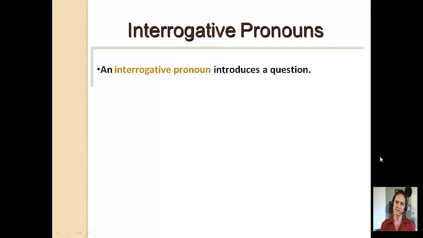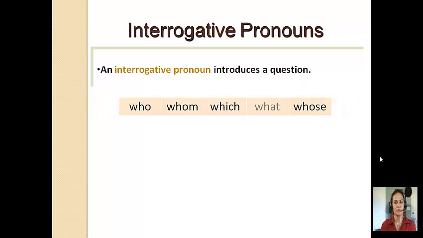Interrogative pronouns are kind of easy because they're the question pronouns. So we have who, whom, which, what, and whose.